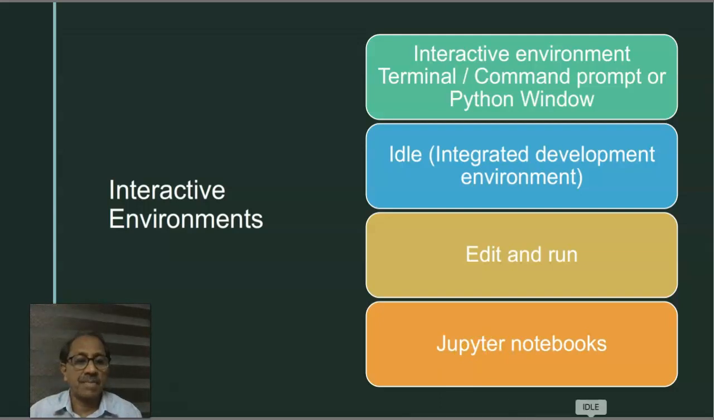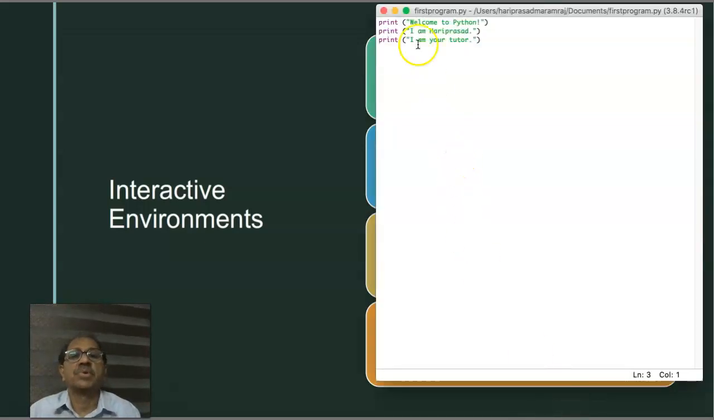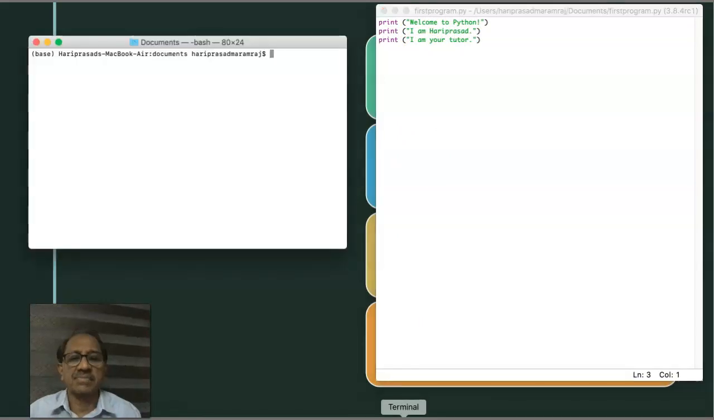Right? What was the program? Let's open it. This was the program which we wrote, where we had three print commands, and this program we called it first program.py. Now let's go to the terminal. In the terminal, we need to run the program which is given here. How do we run the program? We say Python 3 first program.